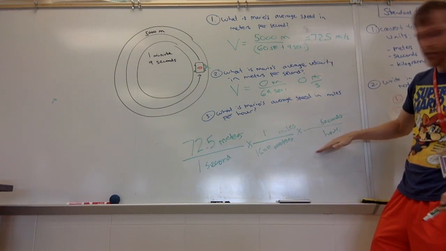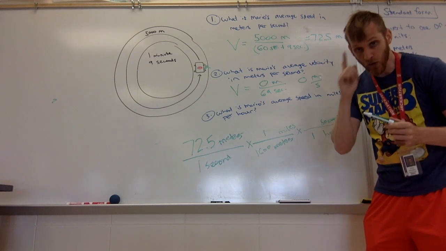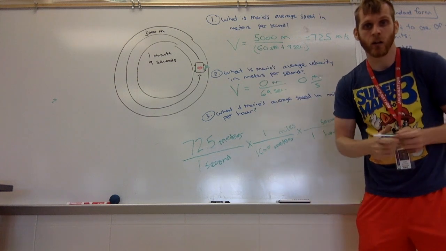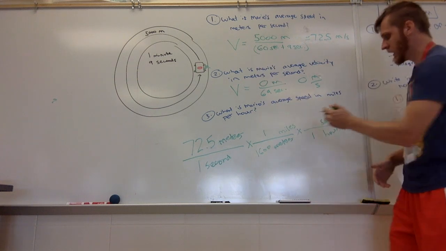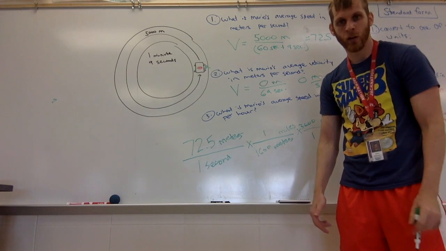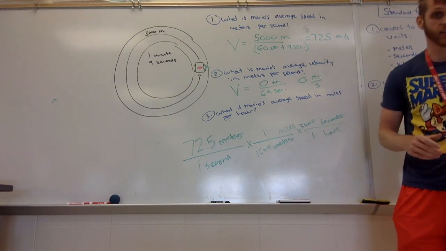Here I put my conversion. 1 hour is 3,600 seconds. And you know that because it's 60 seconds in a minute and 60 minutes in an hour. That's just one conversion to know. There's 3,600 seconds in an hour. So if you start now and count to 3,600, 1 one-thousand, 2 one-thousand, 3 one-thousand, it would take you an hour as long as you stay consistent.